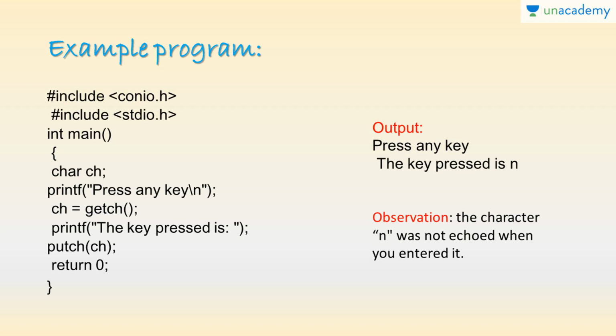Just see an example here. Here what's happening is that I have pressed a key N, but the input I have taken is not being displayed or echoed on the screen. It is just being accepted. Then after it is accepted, it is printed. The key pressed is, then putch. The key I had pressed is being displayed. So the character that is passed as an argument, in this case n, is being printed to the console. The character n was not echoed like in the previous example when we entered it. This can be noted as an observation.